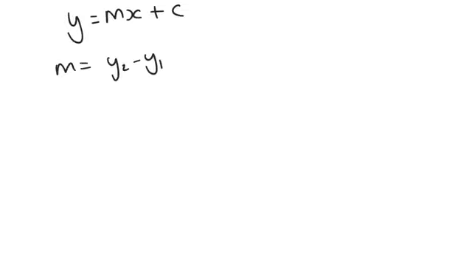Okay, chapter 5, straight line graphs. Everyone should know this equation. Y equals mx plus c. How do we find the gradient? y2 minus y1 over x2 minus x1. Okay, you only need a gradient and a set of coordinates to find the equation of a straight line. That's all you need. If you've got two sets of coordinates, you can find the gradient, and there you go.